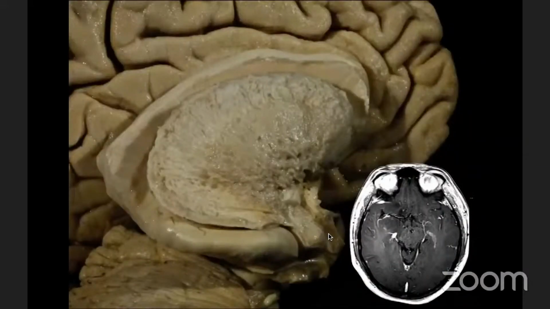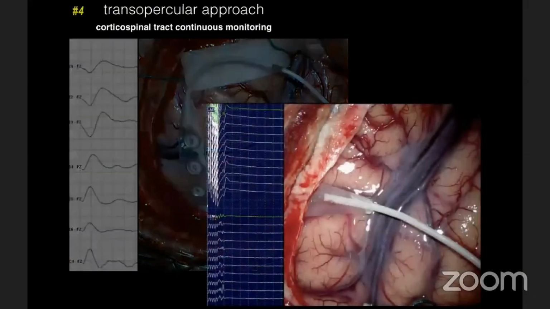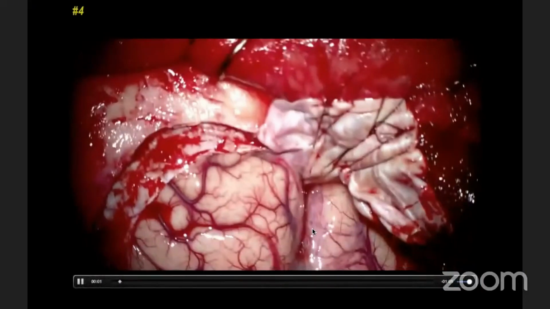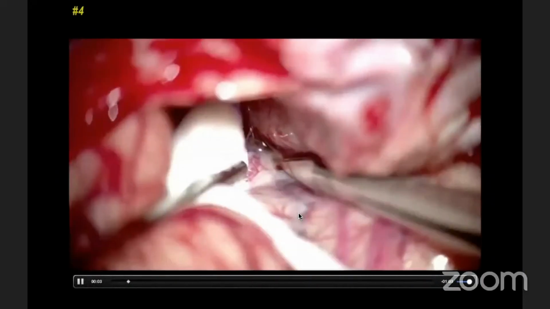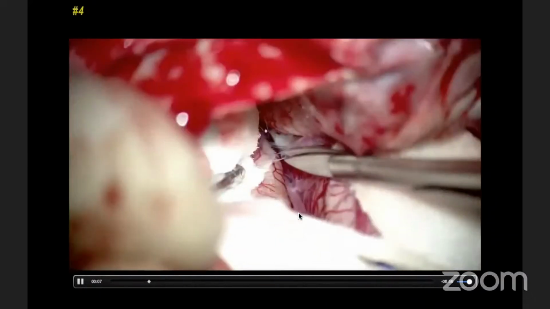Something important, once we remove the temporal pole, is to approach this area, the amygdala and the head of the hippocampus, trying to respect the optic radiations, which are located just above the head of the hippocampus. And we are using corticospinal tract continuous monitoring, N20 wave inversion, and then we are locating our electrode on the precentral gyrus. So we start in this case removing the temporal operculi after removing and releasing some CSF.